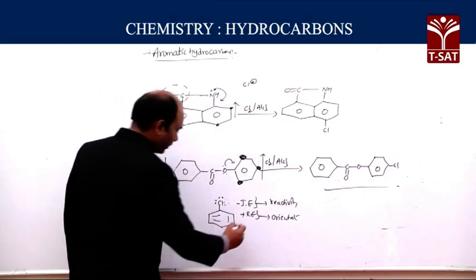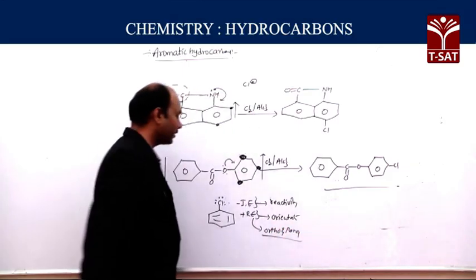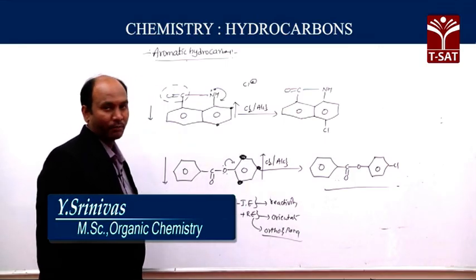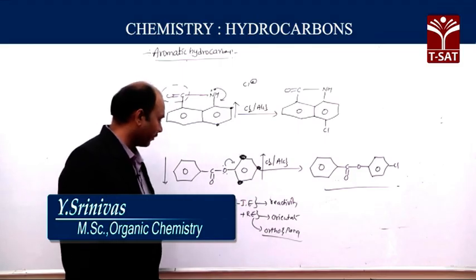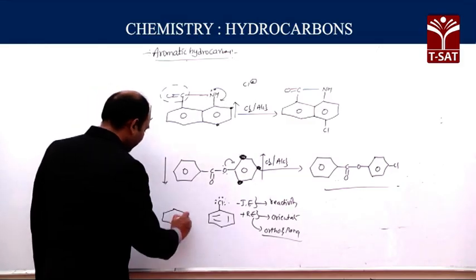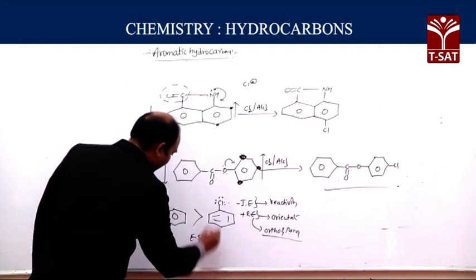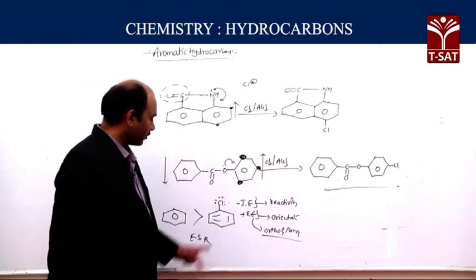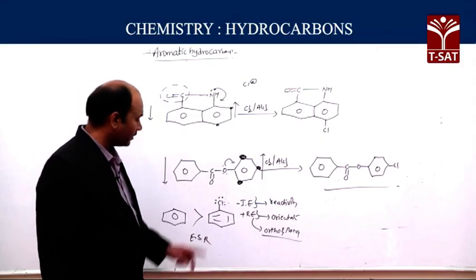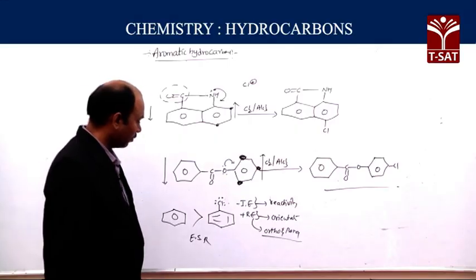Due to the plus resonance effect, it is an ortho and para director, and it is a weakly deactivating group. It is a weakly deactivating group, but it is an ortho-para director. This is the minus inductive effect. Due to the minus inductive effect, the reactivity of chlorobenzene is less than benzene. The reactivity of benzene is greater than chlorobenzene towards electrophilic substitution reaction. The minus inductive effect controls reactivity and the plus resonance effect controls orientation. Even though it is a deactivating group, it is an ortho-para director. And benzene is more reactive than chlorobenzene towards electrophilic substitution.